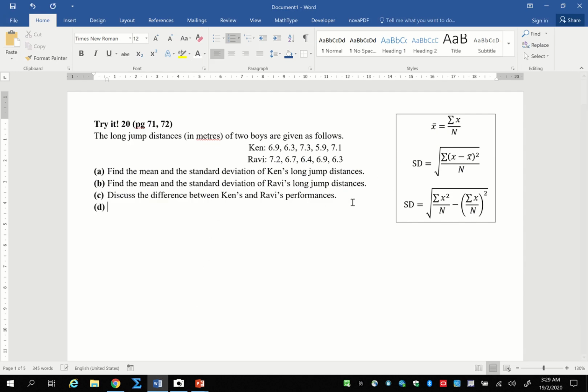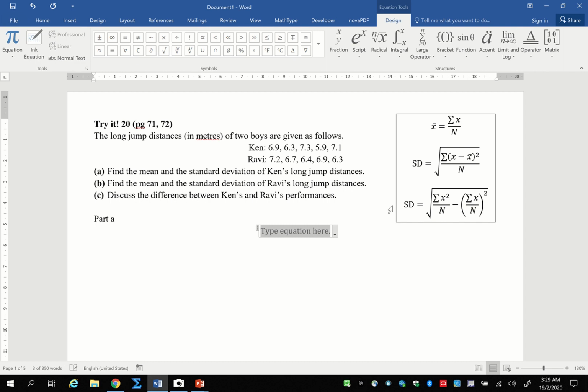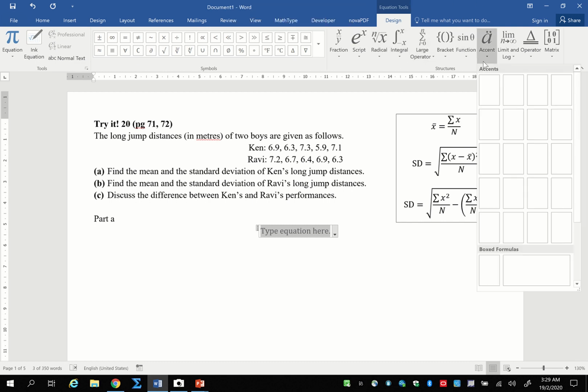Alright, so for part A, to find the mean of Ken's long jump distances, I've actually put the formula here for us to make an easy reference. So let's do part A. To find the mean, this will take some time.